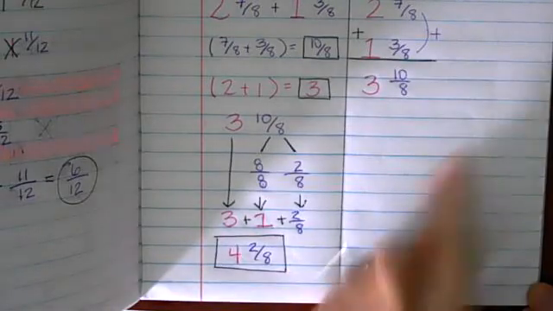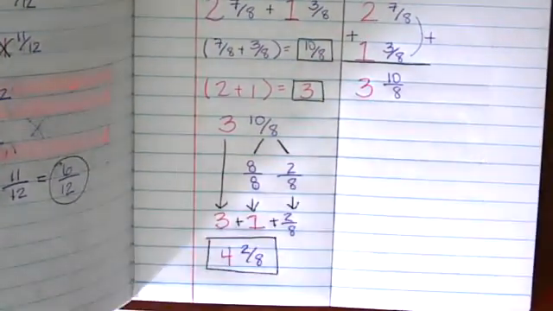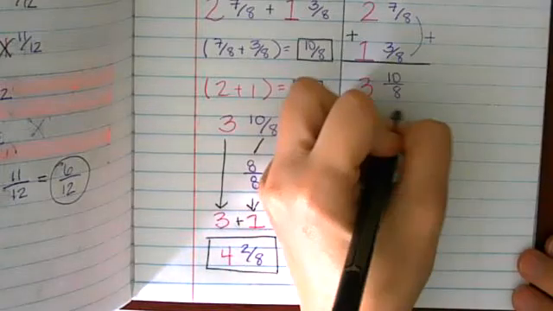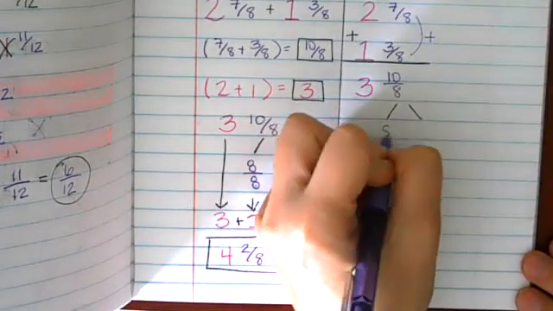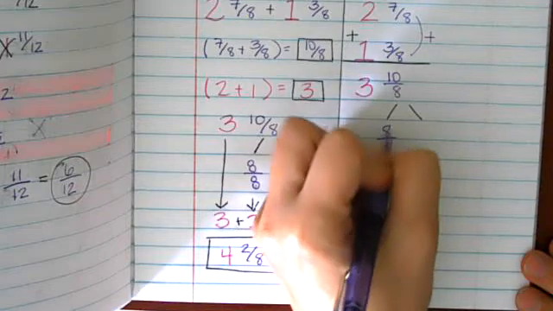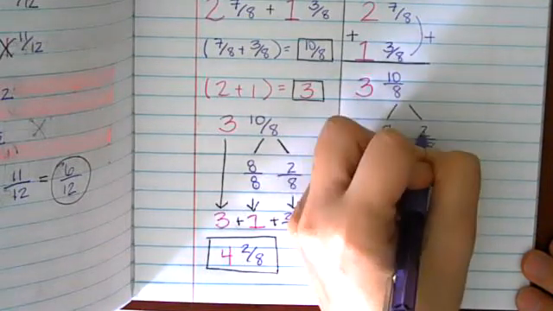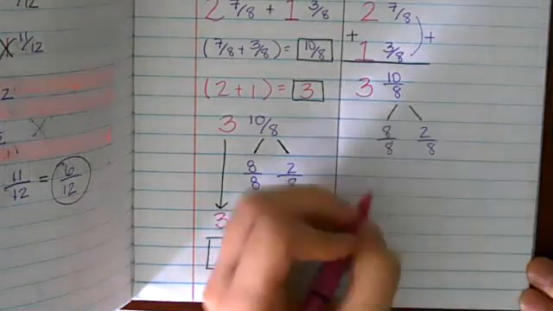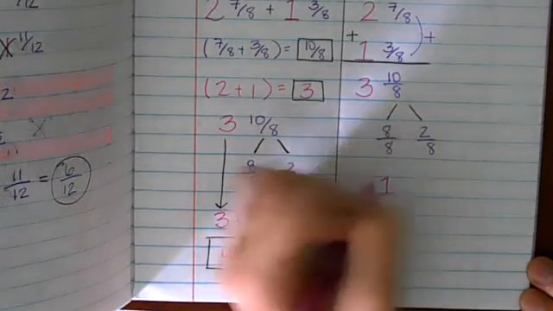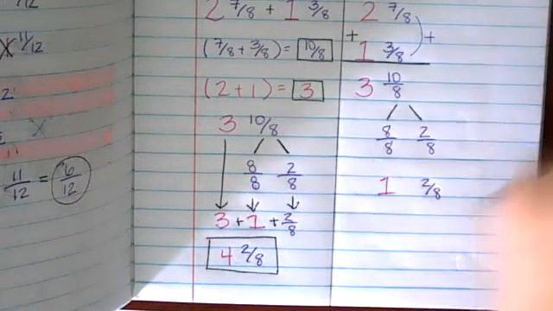I'm going to go ahead and finish it off over on this side as well. It is going to be the exact same steps as we just saw before. I can break up my 10/8 into 8/8, which is equivalent to 1, and 2/8. 8 plus 2 is 10. Please remember that 8/8 is the same as 1. I have my 2/8 here.